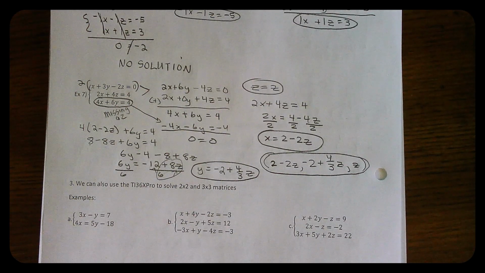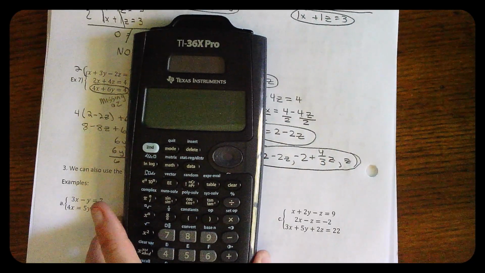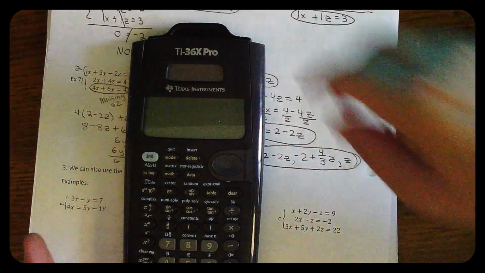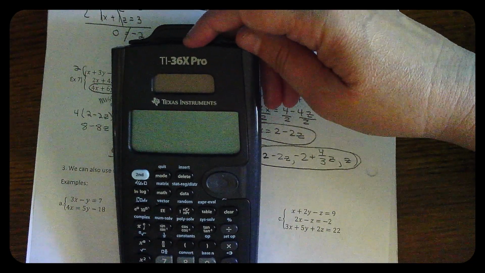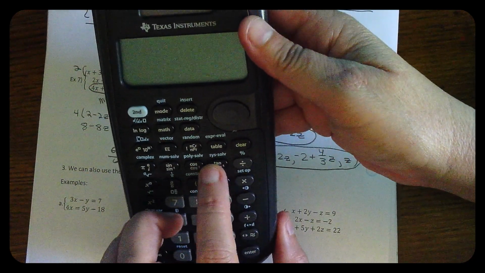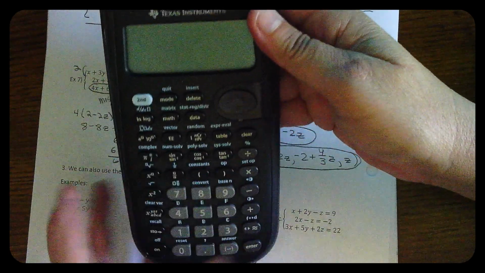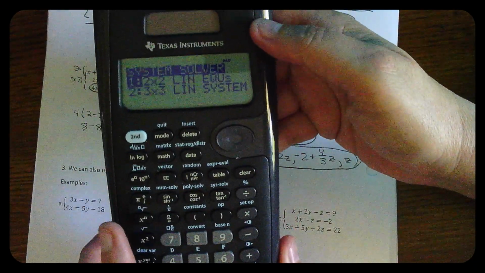Okay, so you need to practice these. You will have to show your work possibly on one of these on the test. But turns out you can actually use the TI-36X Pro to solve these. And this is why we recommend the TI-36X Pro. So if you don't have this type of calculator, it might not do this. But it does it right here, right above the tangent button where it says Sys Solve. So if you hit second and the tangent button, it'll go to System Solver.